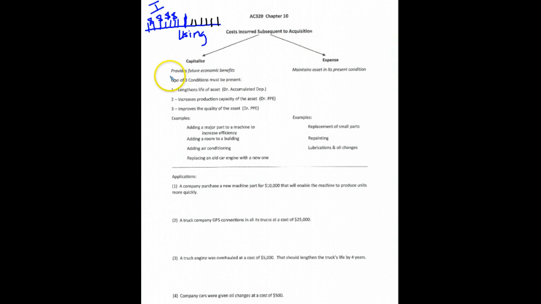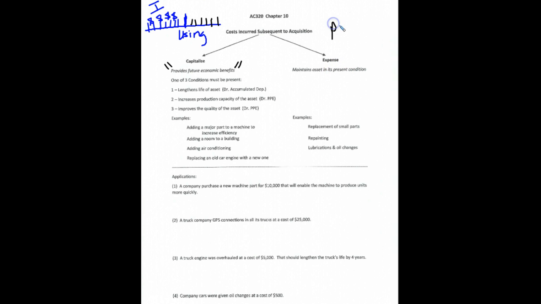Back in chapter 2 of the conceptual framework, the definition of an asset includes the phrase that the cost incurred will provide future economic benefits. And if it does, then we capitalize that cost as an asset. And if it doesn't, then we expense it. So costs incurred just to maintain the asset in its present condition, we expense those.